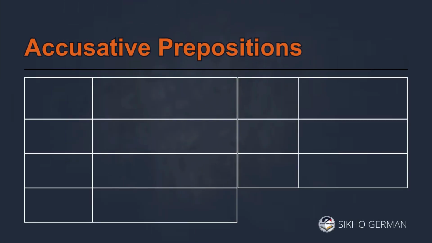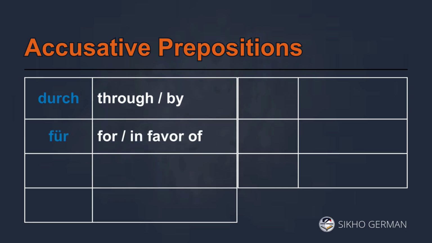Let's learn the 7 main accusative prepositions and see them in action. Durch, through or by. Use this when moving through something or when something happens by means of something. Für, for or in favor of. Use this when something is for someone or when you're in favor of something.